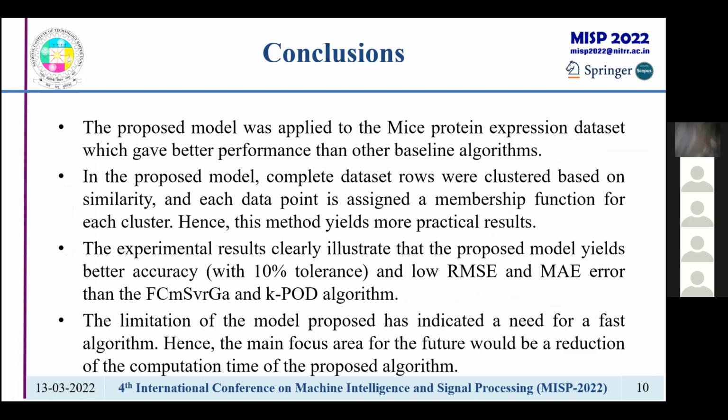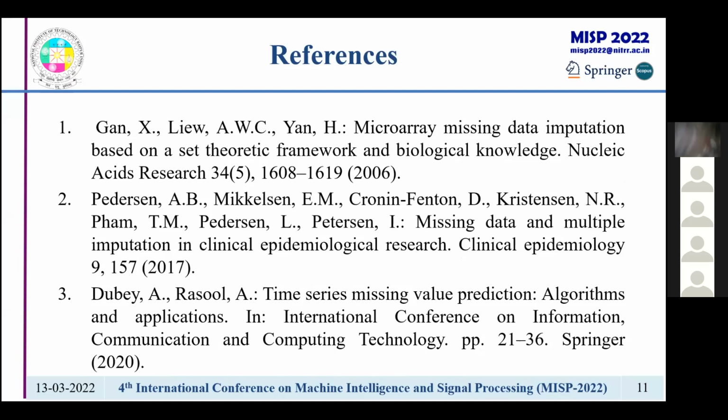The experimental result clearly states the proposed model yields better accuracy with 10% tolerance and low RMSE and MAE error than fuzzy C-means support vector genetic algorithm and K-pod algorithm. The limitation of the proposed model indicates a need for a faster algorithm. Hence, the main focus area of the future would be reduction of the computational time for the proposed algorithm. These are the references that we used.